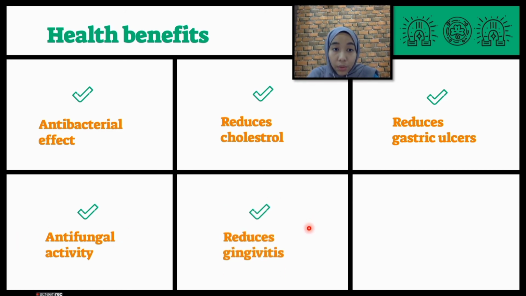Salvadora persica could also reduce gingivitis. According to research, miswak has a positive impact on dental plaque and gingival inflammation level. Miswak extracts have the ability to prevent the growth of numerous bacteria that are essential for plaque formation. And lastly, I can say that another health benefit of this plant is that it has anti-cancer properties.